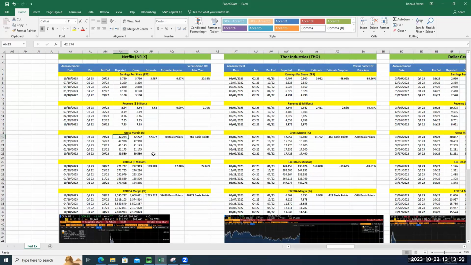And here, because gross margin is a percent, remember when you're comparing a percent to a percent, you talk about how much you missed or beat in basis points. So they were expecting 42.077. They got 42.27. So they beat by 20 basis points, and they're 269 basis points above last year. Look at that, 42.2, 39.58. That's 269 basis points. And I do that in a formula so you don't have to calculate it yourself. That's gross margin. The next thing we're going to do is EBITDA.